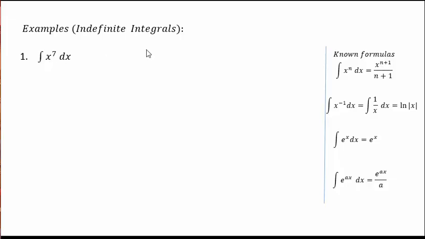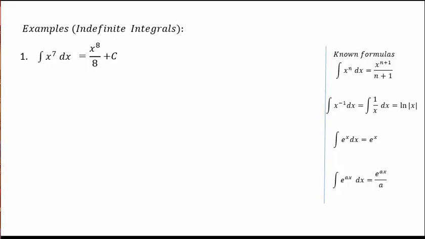We notice that this is a simple case where we can use the power rule and n equals 7. So in accordance with the power rule, we get x to the 8 over 8. But we're not done yet. We start by adding an integration constant, plus c.